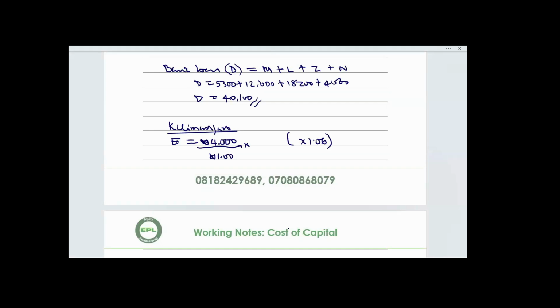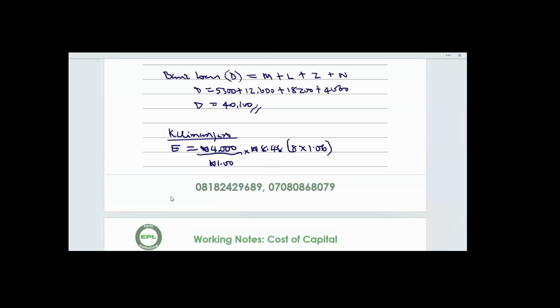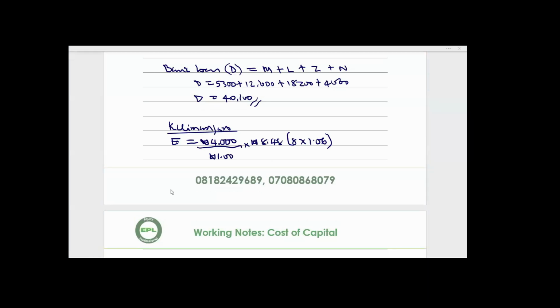Let me rewrite this one. Therefore, 8 multiplied by 1.06. That's 8.48. So 8.48 multiplied by 4,000 is 33,920.